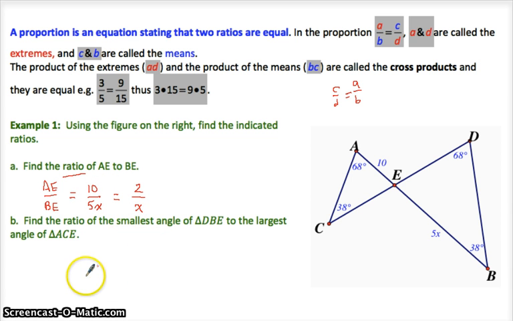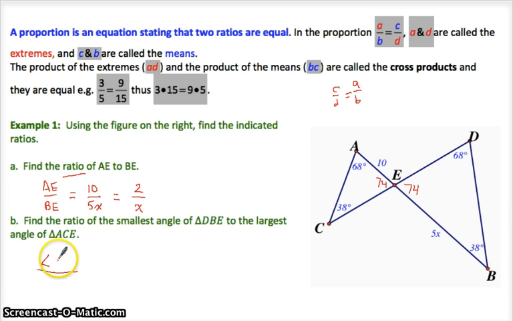Find the ratio of the smallest angle of DBE to the largest angle of ACE. Okay, these things are otherwise unrelated, but it's asking me for a ratio, so I can find that. What's the smallest angle of DBE? All right, DBE is here. Oh, I don't know what this one is. That's 68 and that's 38. There's 180 in the triangle. Okay, so 68 and 38 is what, 106, is that right? So this would be 74. And then this one's also 74. Sorry that took so long. Check me on that, could be wrong.